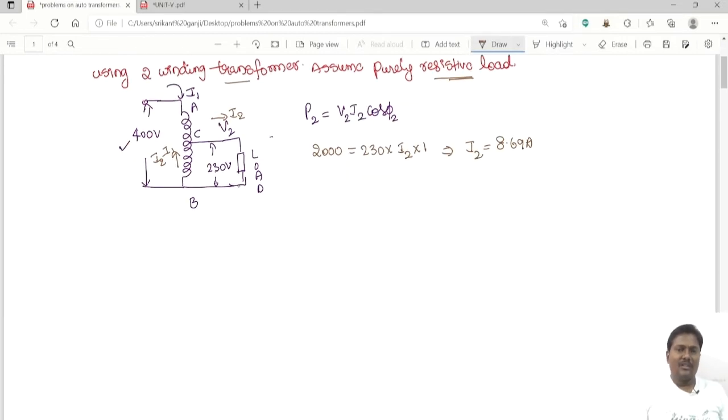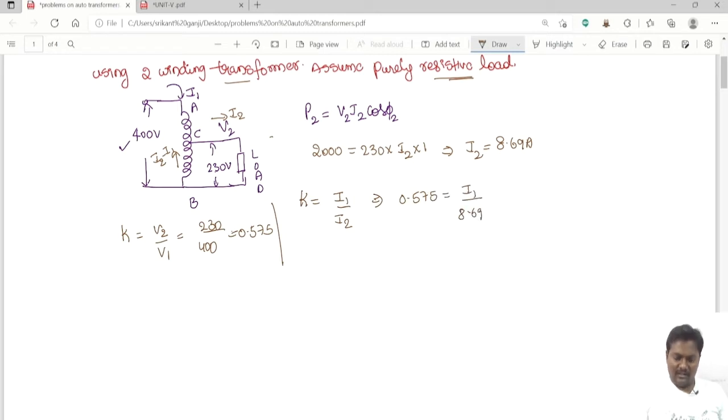What is the transformation ratio of the auto transformer, where K is equal to I1 divided by I2, and K we can also calculate as V2 by V1. That is 230 divided by 400 volts, so that is 0.575 as the transformation ratio. From this, 0.575 is equal to I1 divided by 8.69, and I get I1 approximately equal to 5 amperes.